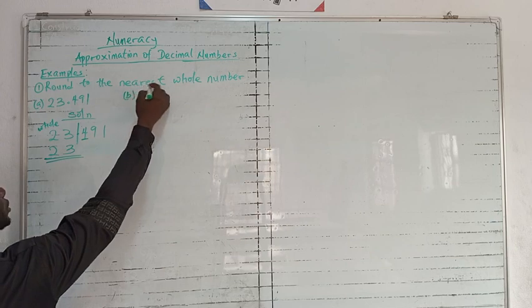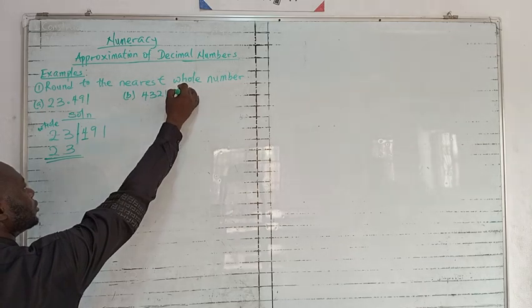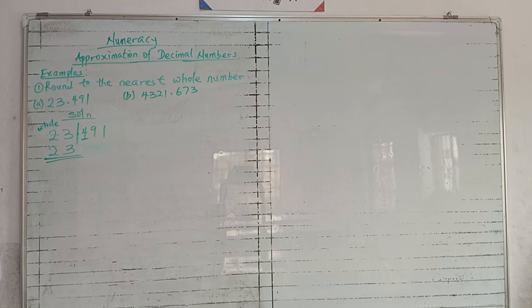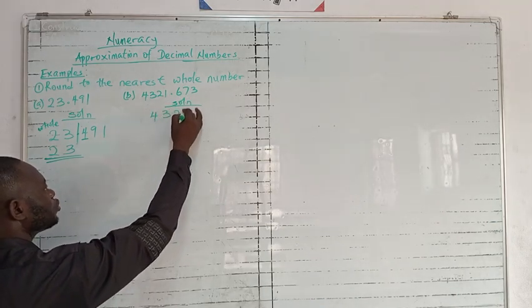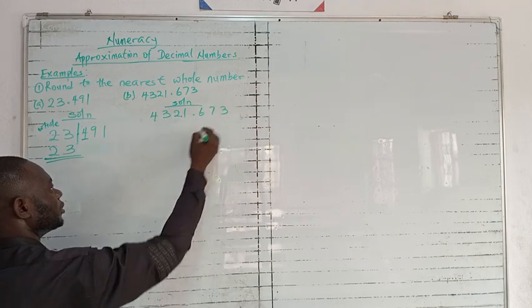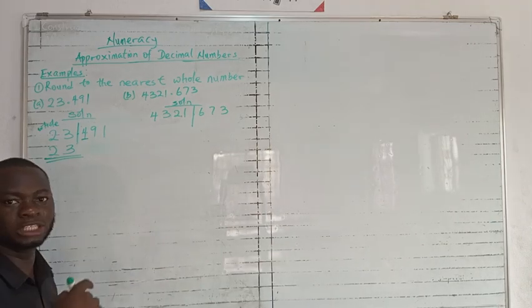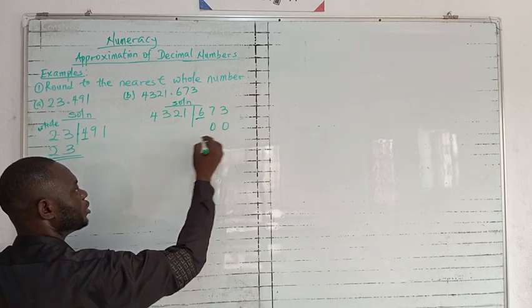Example B. Round, let's say here I have 4,321.673. 4,321.673 rounded to the nearest whole number. Okay? Same thing, solution. We have 4,321.673. I will use my straight line to separate the whole number part and the decimal values. And what digit are we to consider here? 6. Automatically here becomes 0, here becomes 0.